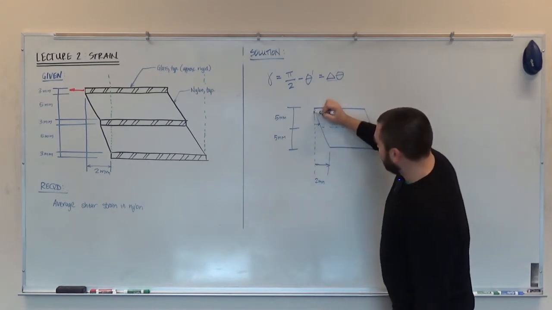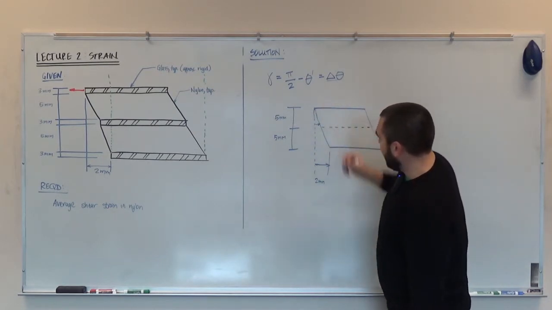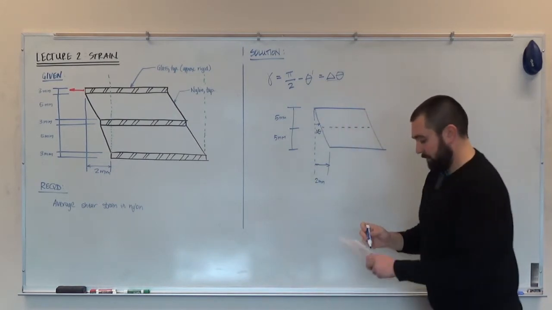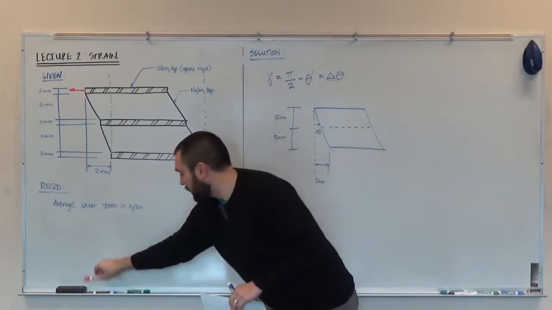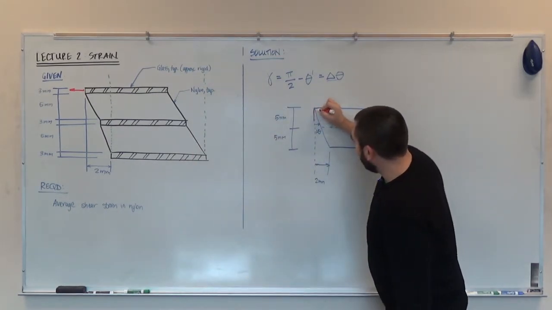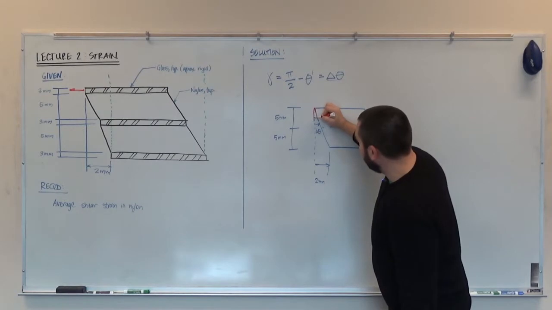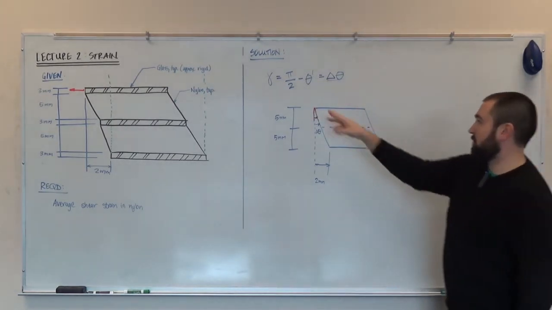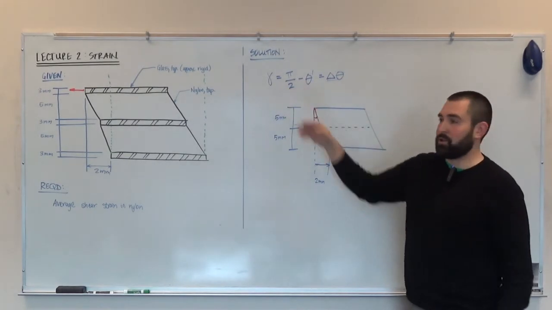This angle right there would be what we would call delta theta. And I'll use a different color for that. The angle that represents the change from the original to the deflected is that angle right there. That's one way to calculate, the most direct way to calculate the shear strain.